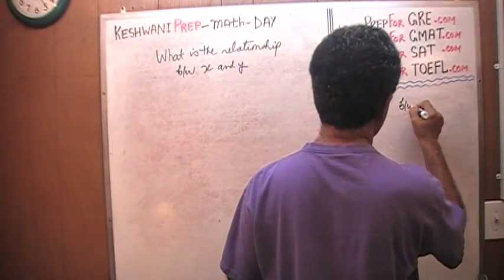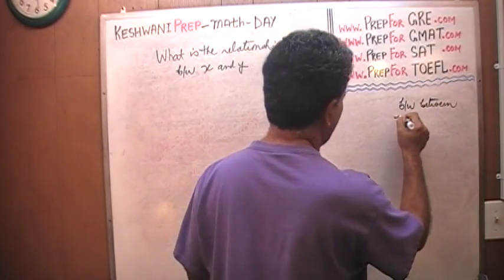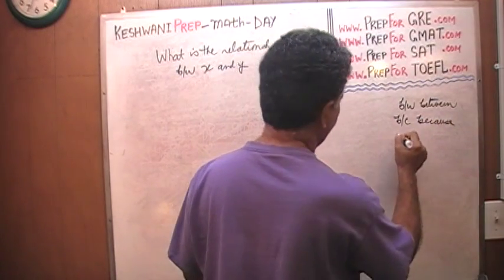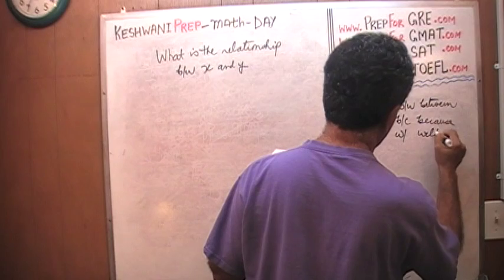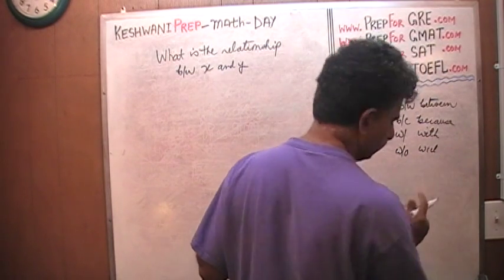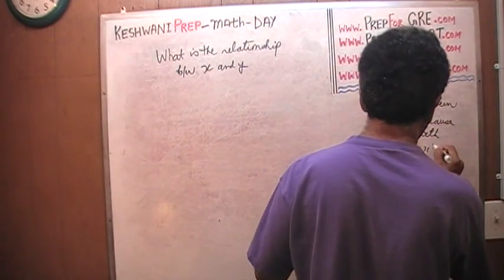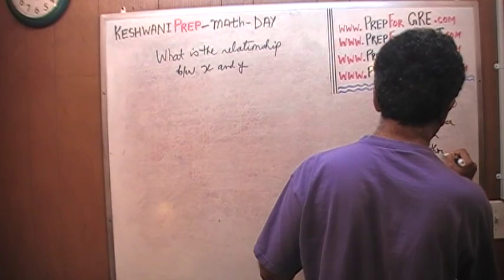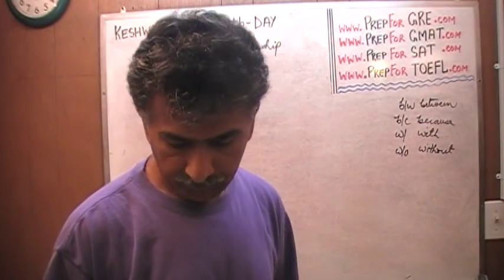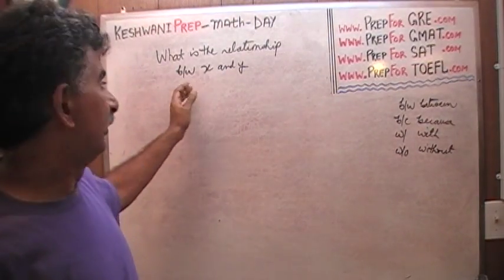This symbol that I just put here means between. This is because. This is with. This is without. These are some standard notation that almost everybody uses, and I use them all the time, so just so you know, because in the future I might forget to explain to you what that was.